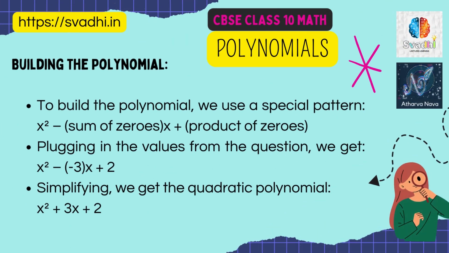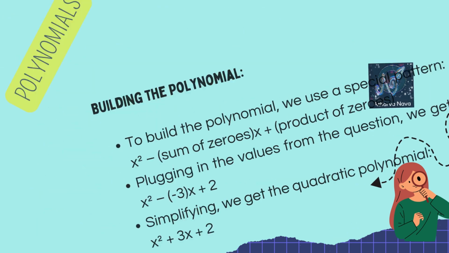Building the polynomial. To build the polynomial, we use a special pattern: x² - (sum of zeros)x + (product of zeros). Plugging in the values from the question, we get x² - (-3)x + 2. Simplifying, we get the quadratic polynomial x² + 3x + 2.